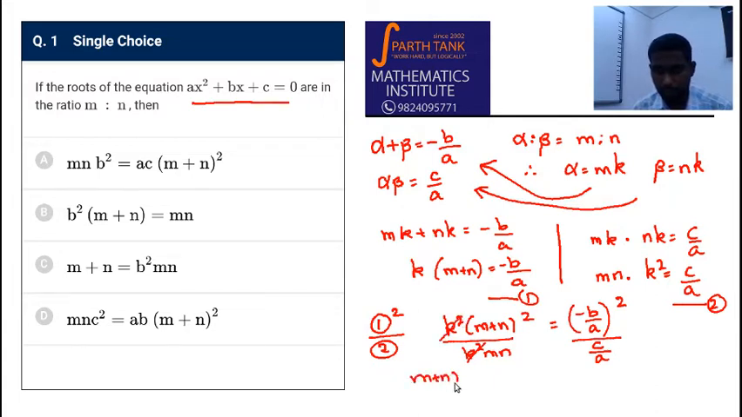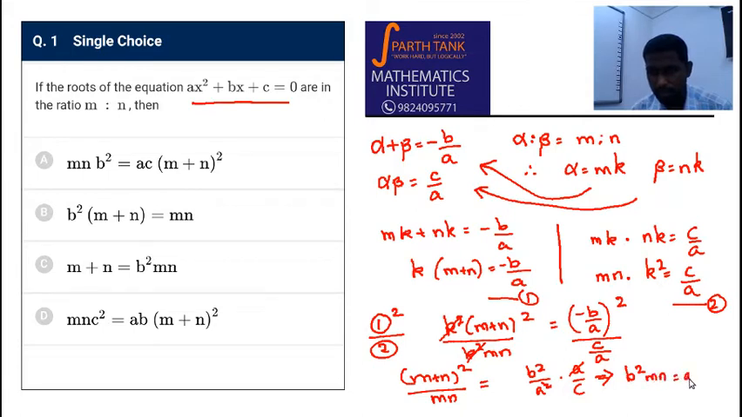M plus n the whole square by mn is equal to b squared by a square into a by c. This would give b squared by ac. Therefore, you can simplify this to get b squared into mn is ac into m plus n the whole square. Therefore, the answer is option A, b squared into mn is equal to ac into m plus n the whole square. A very simple problem, direct substitution in the properties of the roots. Let's move on to question number 2.